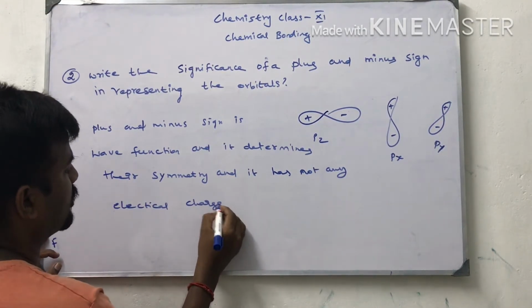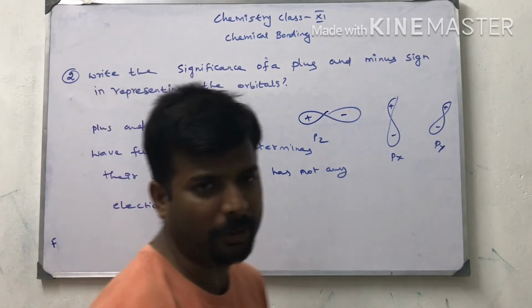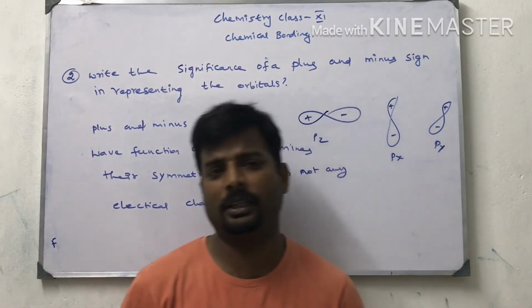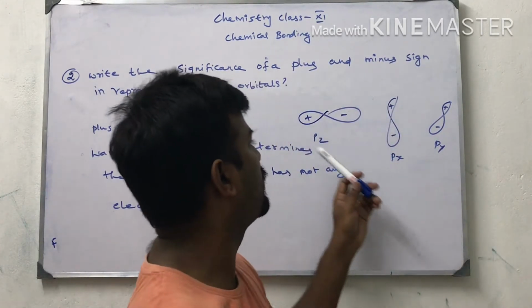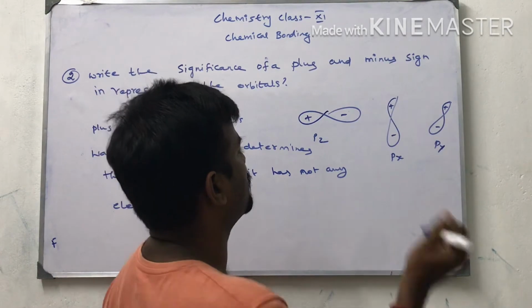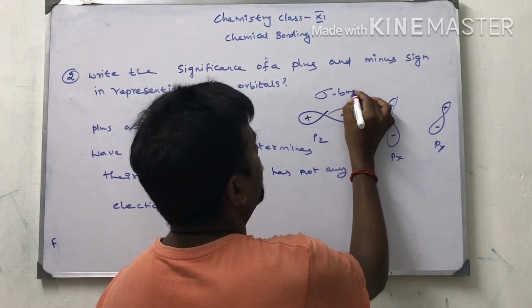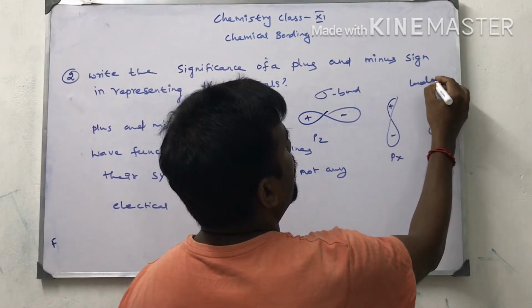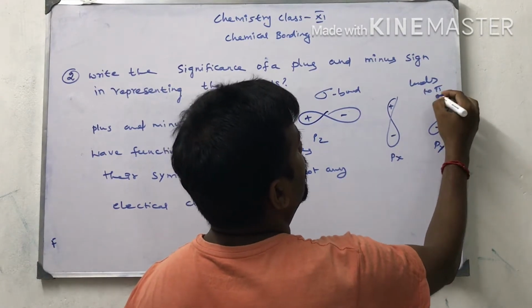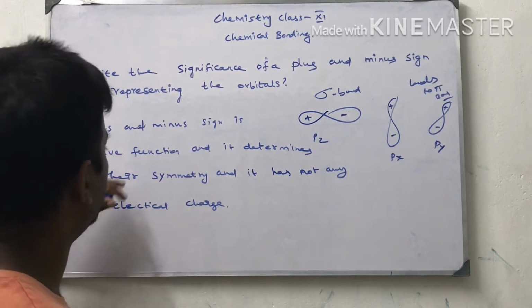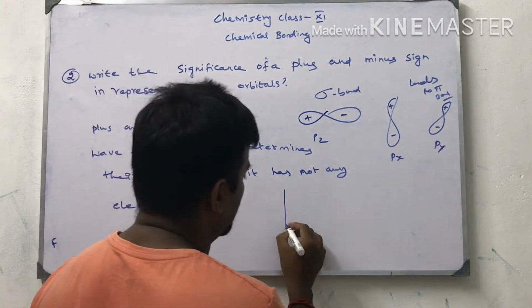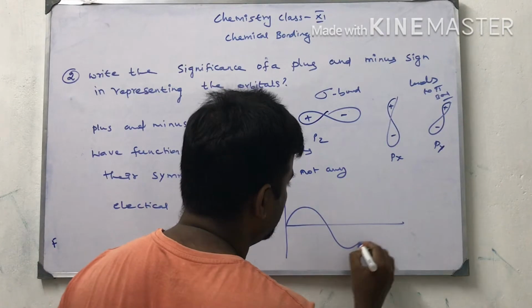So this is the answer for this question. What is the significance of plus and minus? Plus and minus signs are nothing but the wave function which determines their symmetry. This P leads to a sigma bond. These two lead to a pi bond. So these are the terms. Plus and minus simply refer to the wave function.